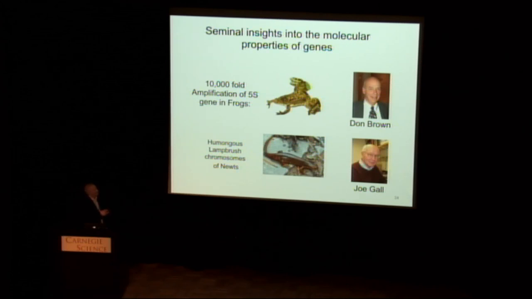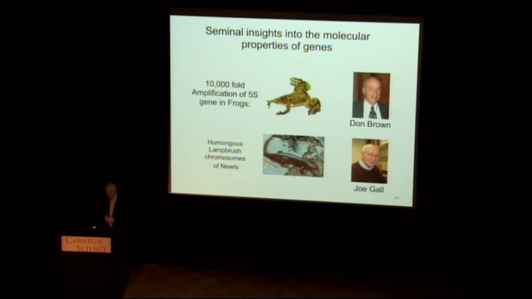That's how we could get the structure of the gene. How do we know how the gene is actually read? Well, it turns out that newts have these humongous chromosomes where you could actually just visually see how the DNA is being read, sort of like a ticker tape machine, to generate the RNA, which is going to eventually lead to the protein structure.